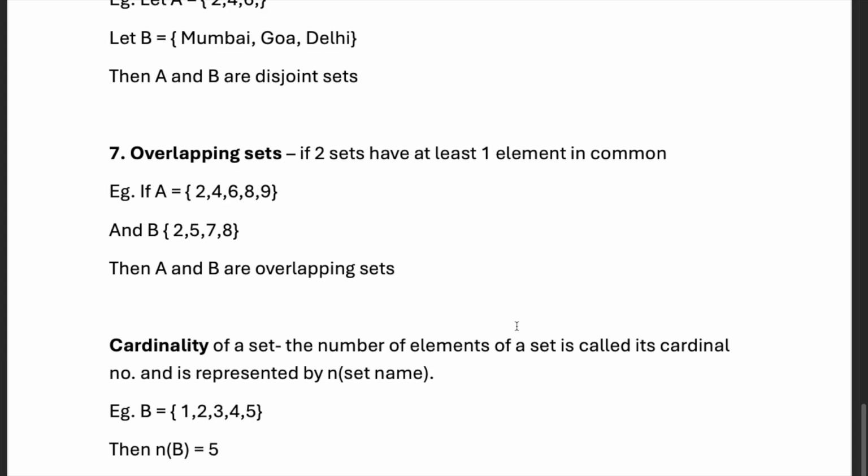Cardinality of a set. This is the number of elements of a set. It's called the cardinal number. It's represented by n, in brackets, the set name. Example, B is equal to {1, 2, 3, 4, 5}. So the cardinality of B is 5. It's the number of elements in it. So n(B) is equal to 5. That's how it's written.